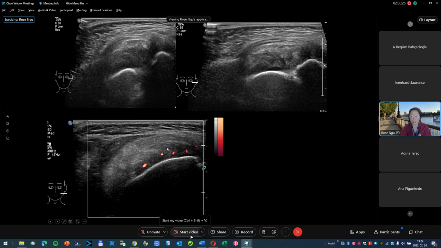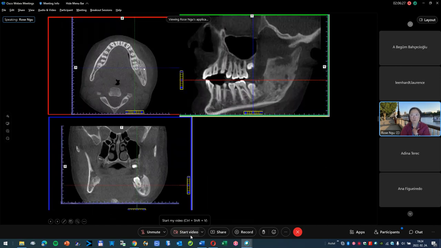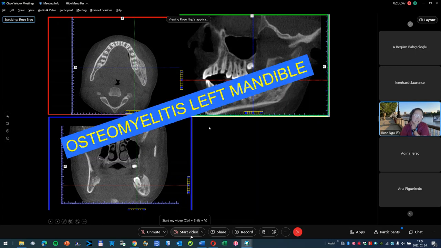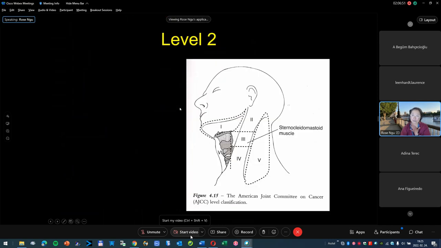So we couldn't see much on the x-ray, and this is what we call a cone beam CT. It's brilliant, reducing radiation to a child. It's like a CT, and it's very good for looking at dental pathology. And here you could see onion peel, which is the cause of his swelling. It's osteomyelitis of the left mandible, presented as an abscess to that side of the mandible.